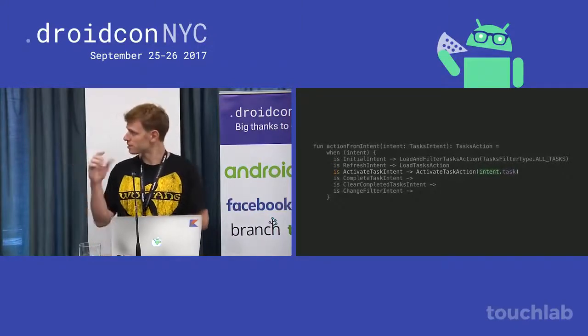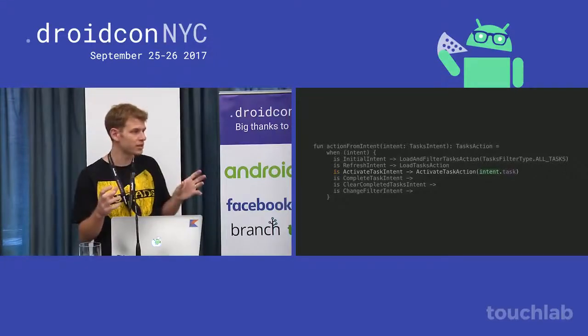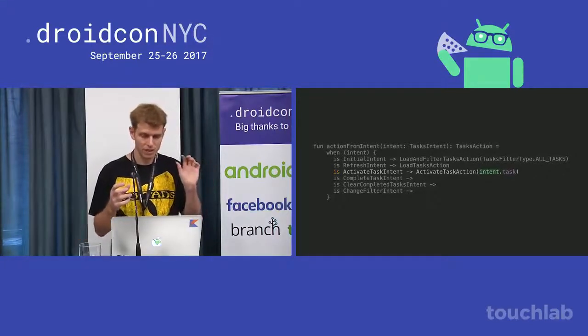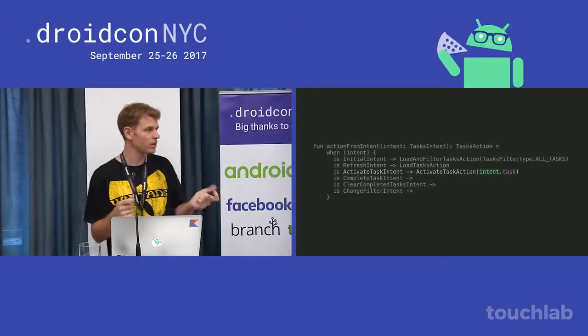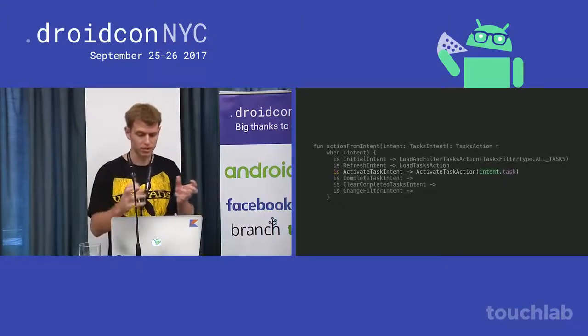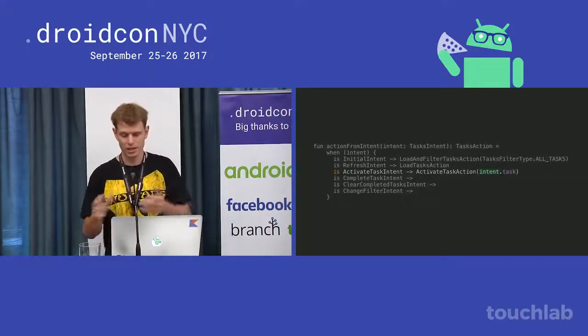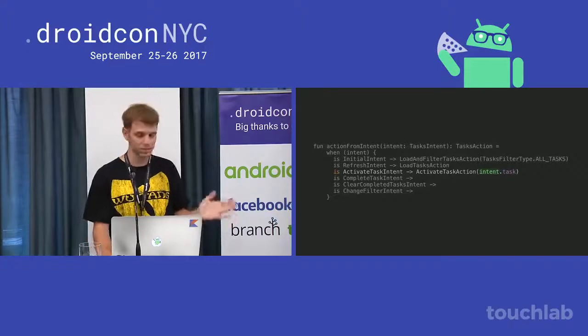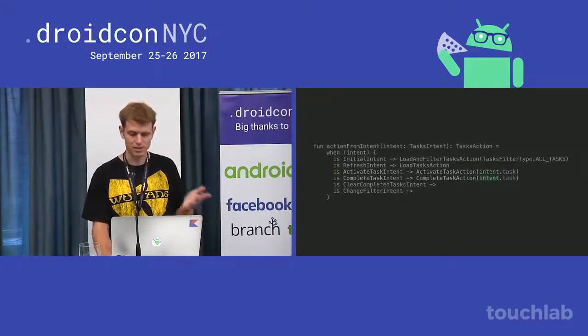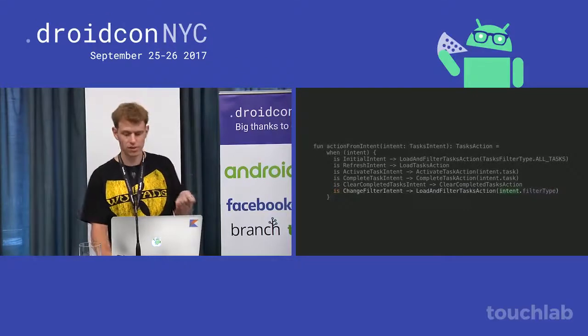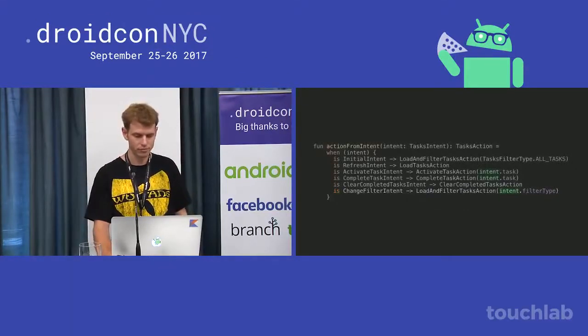And you can see intent is highlighted in green. It means Kotlin just did some smart cast. In Java, we would need to cast the intent to an activate task intent and pass it to the action. Kotlin is really nice here. We don't need to care about this. Complete task is the same. We pass it. Clear completed is the same. And change filter is the same as the initial intent, load and filter task. And here we pass the selected filter.